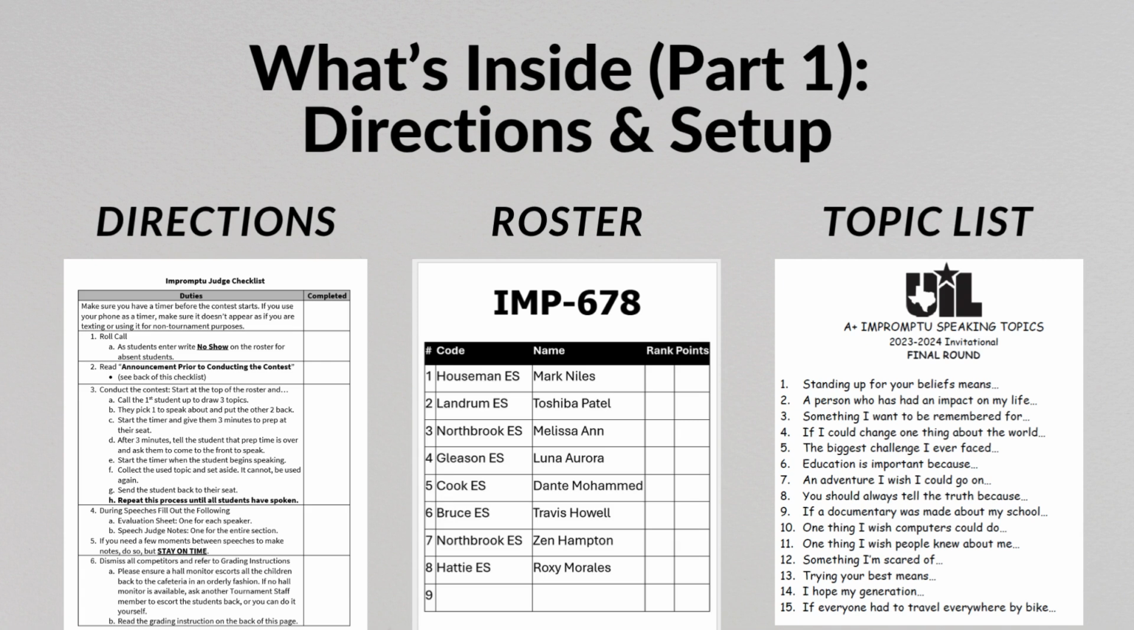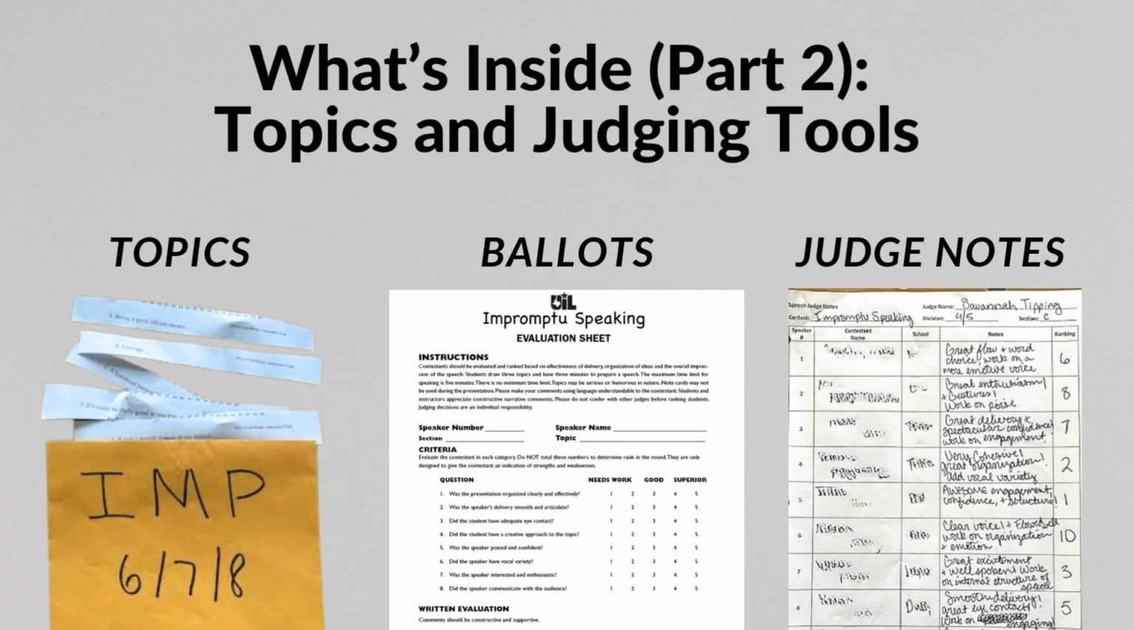You'll also find a roster. There are usually 6 to 10 students per room. The topic list shows all 15 topics students might draw from. Next, you'll find a smaller envelope with 15 topic slips that students will draw from. You'll also have a set of judging ballots. You'll fill one out for each student. Finally, there's a judge note sheet where you jot down brief impressions during the round. We'll go into more detail on how to use these documents as we discuss what happens during the round.